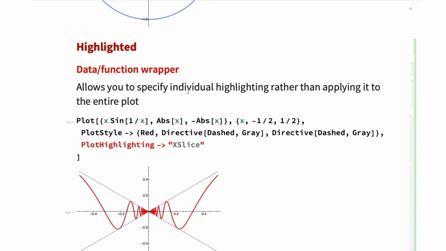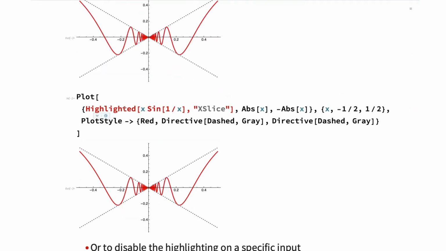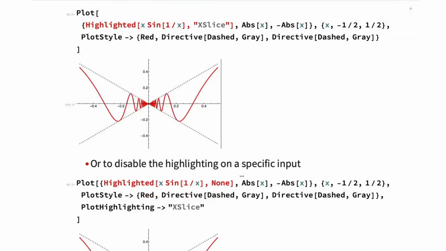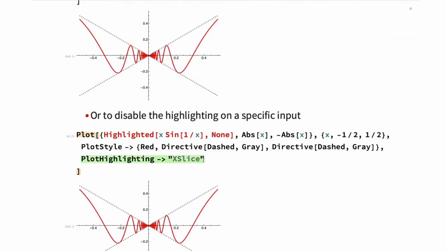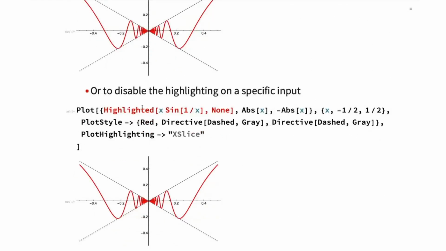And this allows you to specify individual highlighting rather than just applying highlighting to the entire plot. You just wrap the first curve that you want to highlight, and then you will have an individual highlighting just on the curve, the red curve. Vice versa, what if I have a plot highlighting set up for the whole plot, and I don't want one of the curves to have the highlight? Then you can use highlighted, go to none to disable.